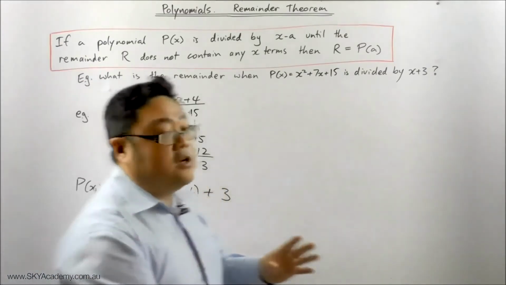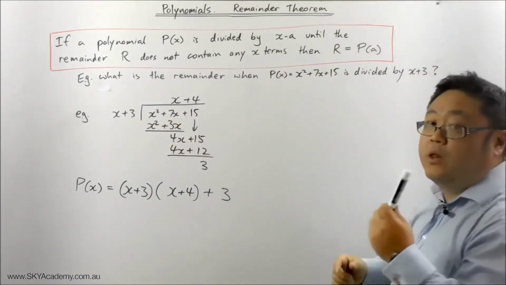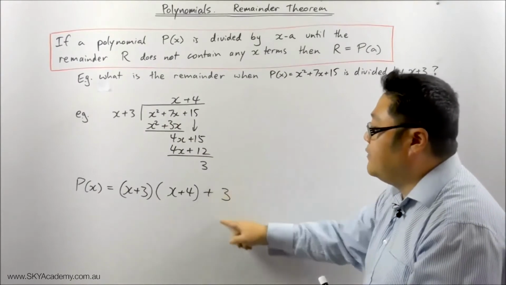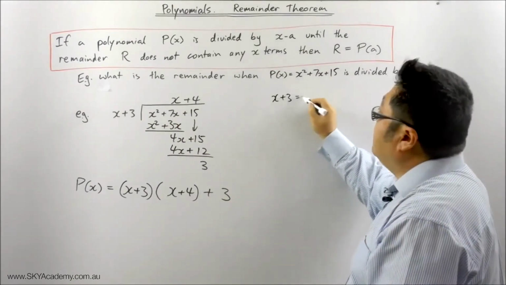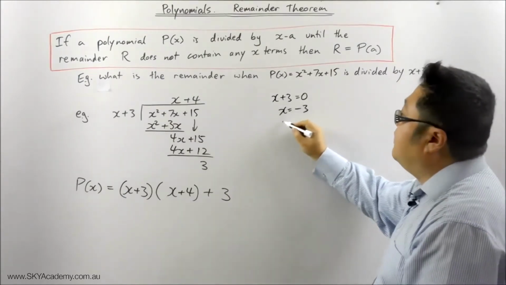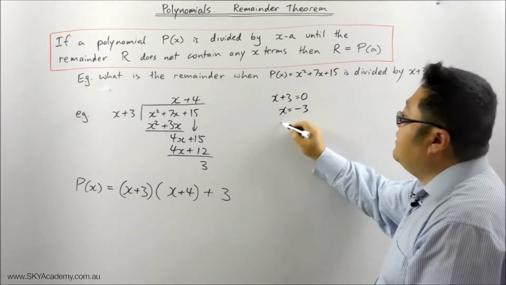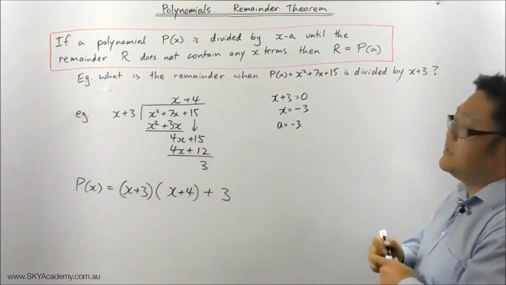Okay, so I'll show you how this works when we use the remainder theorem. We're looking for a remainder of 3 in the end. So let's work this out. x plus 3 equals 0, so x would be equal to minus 3. Therefore, a would be equal to minus 3. The a that we're looking for is minus 3.